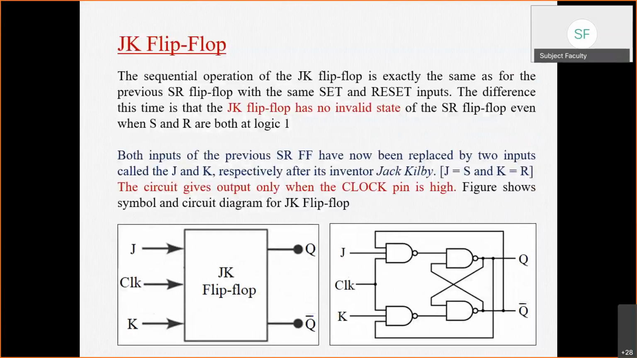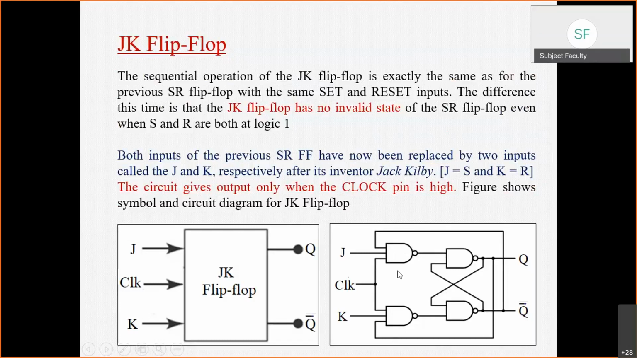Now what modifications have we done in SR? This is the circuit diagram of the JK flip-flop. What is the difference between SR and JK flip-flop? If you observe this particular connection, Q bar is taken from here and given to this upper NAND gate. So these 2 NAND gates have now become 3-input NAND gates. In the case of SR, they were 2-input NAND gates.